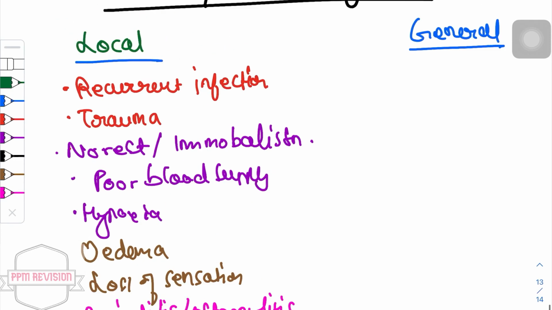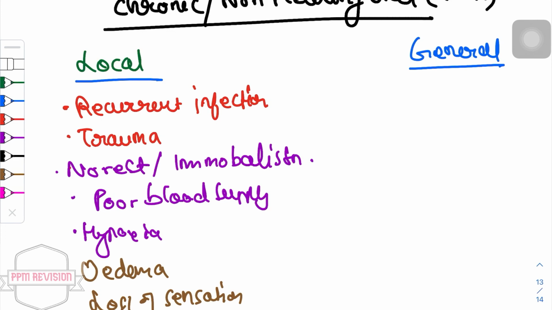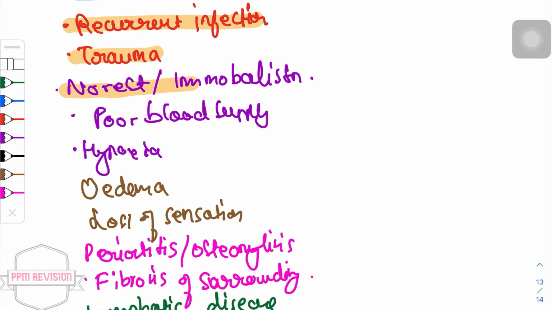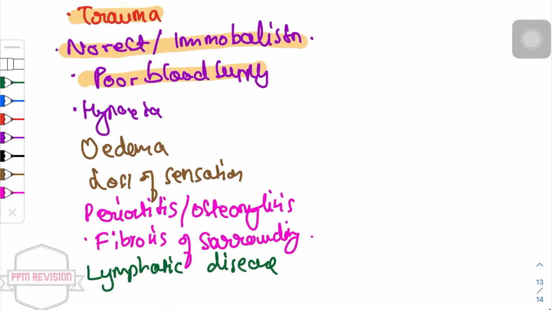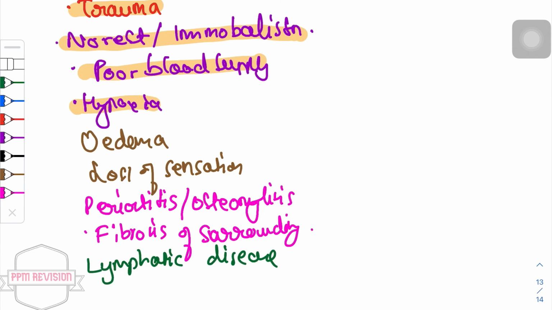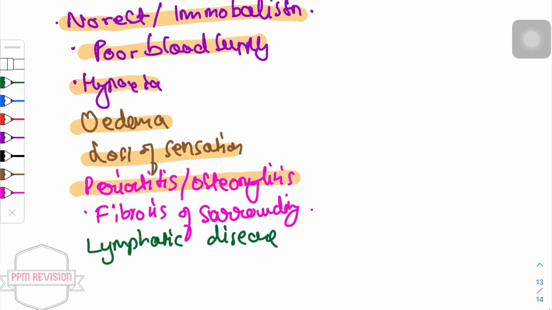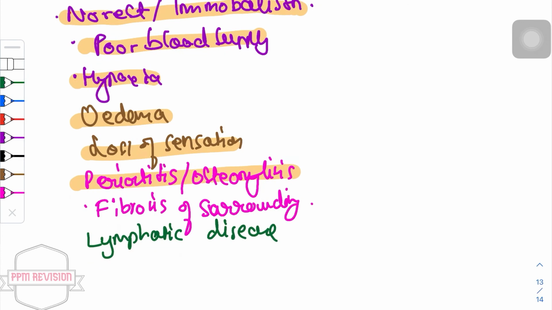Just to repeat the local causes: recurrent infection, trauma, no rest or no immobilization, poor blood supply, hypoxia, edema of that part, loss of sensation, periostitis, osteomyelitis of the underlying bone, fibrosis of the surrounding tissue, as well as lymphatic disease.